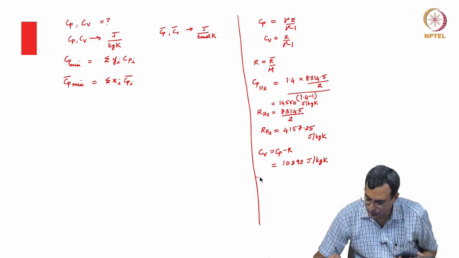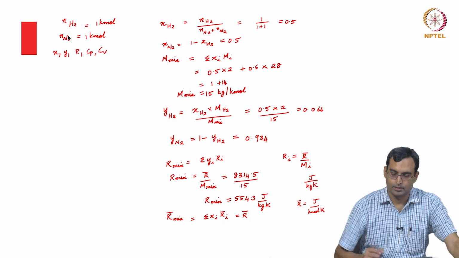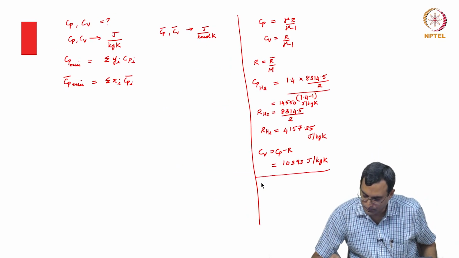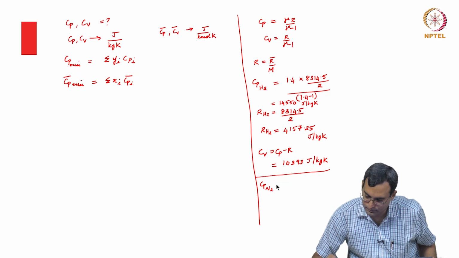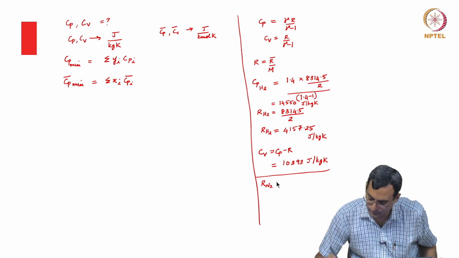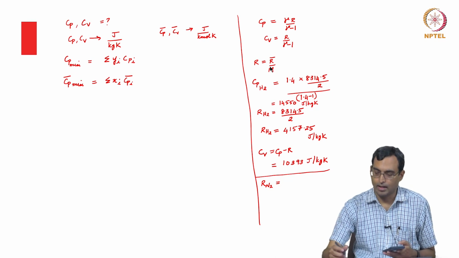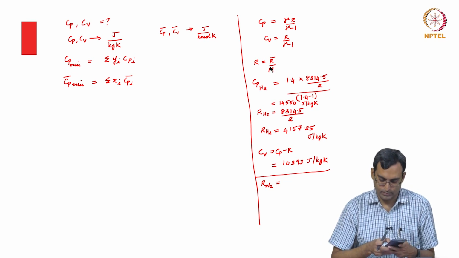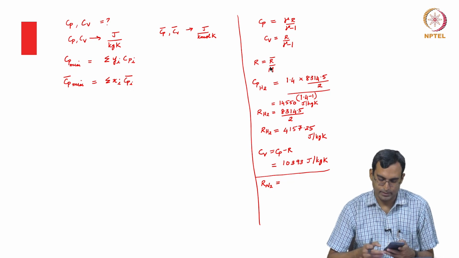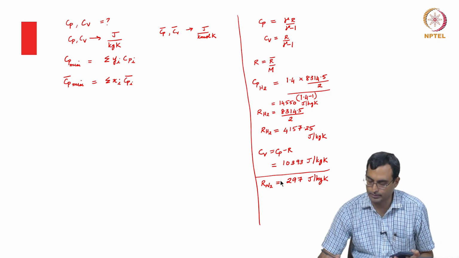I need to similarly find out values for nitrogen, which is our second species over here. So, Cp for nitrogen. Let me first find out R. R nitrogen is R bar divided by molecular weight. R bar is 8314.5, molecular weight is 28. So, if I divide those, I get the value as very close to 297. I get 296.9. I am going to round it off to 297.